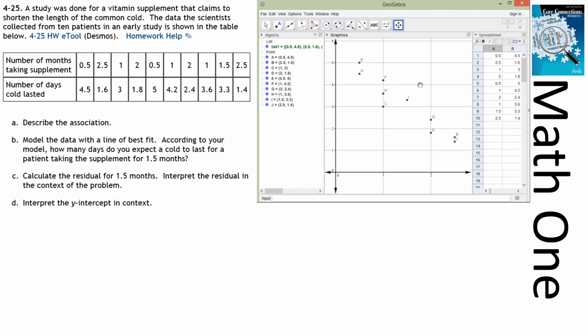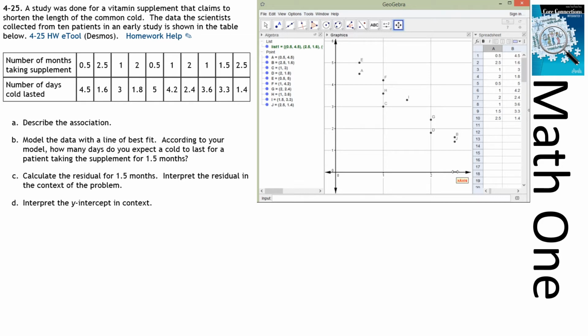The next thing I want to do is, well, I could probably answer A at this point. It says describe the association. Well, the association I'm seeing is it appears that the longer one has been taking the supplement, the duration of the cold decreases. So you can see these people have been taking the supplement the longest, about 2.5 months, and they had the shortest reported cold length. Now, we're not saying that this supplement regime is what caused it.